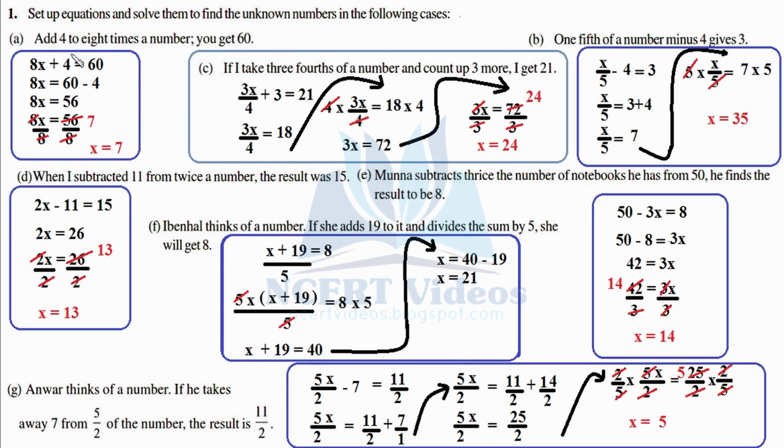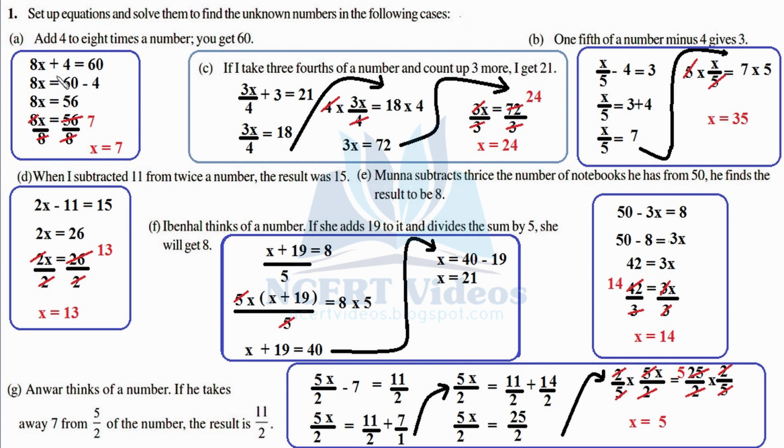A. Add 4 to 8 times a number, you get 60. So it is very simple. We have to add, that is sum, 4 to 8 times a number. Let the number be x and 8 times will be 8x. We have to add 4 to it to get 60. This is the required equation. Now it is a matter to solve.